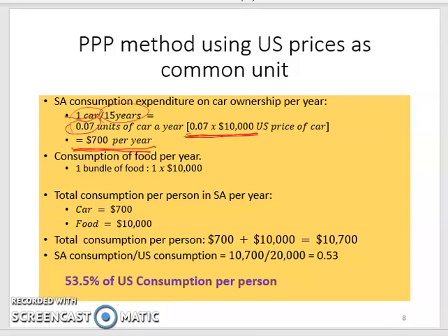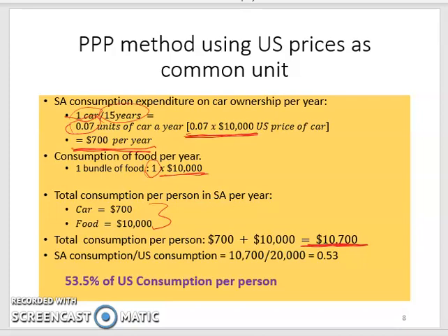So the consumption of food is simply the number of bundles that South Africans consume a year times the price of the basket of food in American dollars. So that's 1 times $10,000. So what we get is these two, which brings us to 10,700. So this is the consumption of a South African in dollars per year.